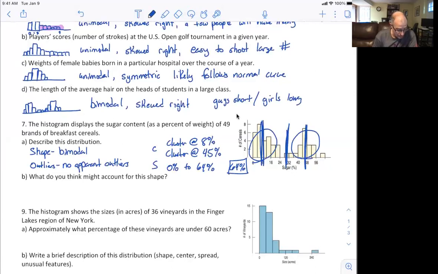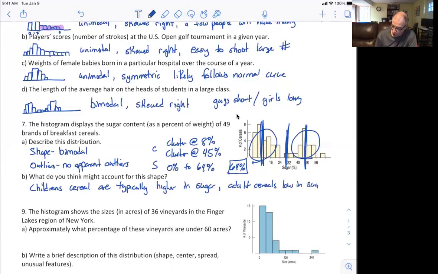What do you think might account for this shape? There's no wait time here, but children's cereals are typically higher in sugar than adult cereals. Adult cereals are low in sugar. Okay, that's all I wanted to address, was shape. I guess we had to do the whole thing.